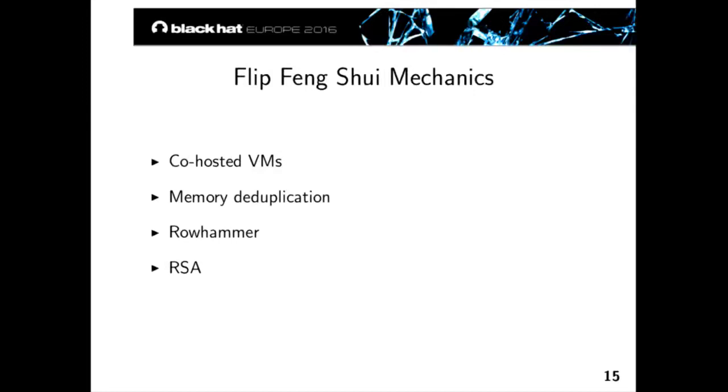How does it work? We're assuming we're two VMs on the same machine. We're assuming that memory deduplication is turned on in the host so that we can share physical memory. We're assuming that Rowhammer works. So we're going to tell you about how memory deduplication works, how and why Rowhammer works, and I'm going to tell you the basics about the RSA crypto system, which is not relevant to Flip Feng Shui, but is very relevant to some of the example attacks that we have later, specifically SSH and GPG.